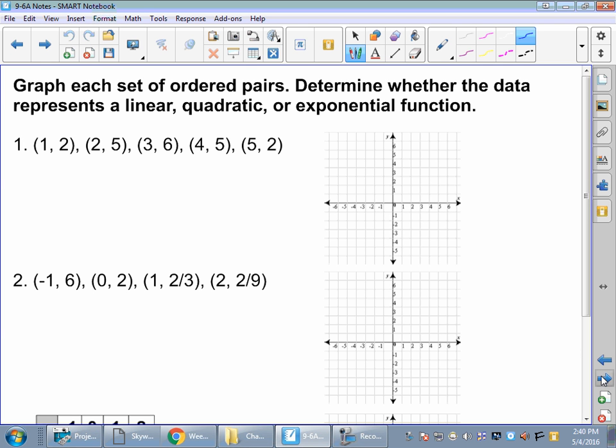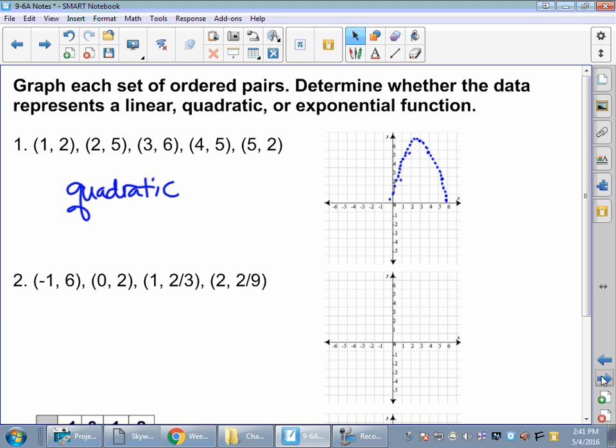So (1, 2), (2, 5), (3, 6), (4, 5), and (5, 2). And what I'm noticing here is that the data, if I were to continue that pattern, I'm just going to do a dotted line because that's what the book did. And I followed that pattern through. I'm kind of filling in some gaps there. I don't know if it's continuous or not, but that to me looks like a parabola. And so I would say that this data follows a quadratic model. So a quadratic function for number 1.